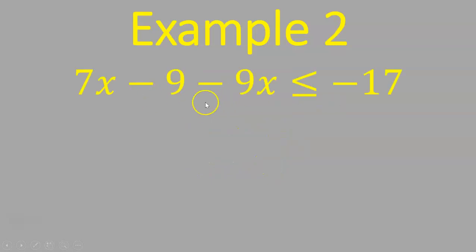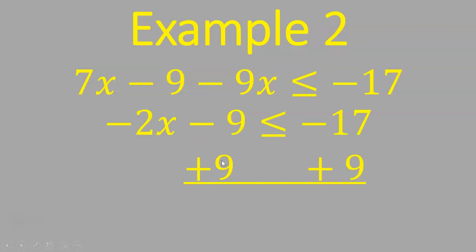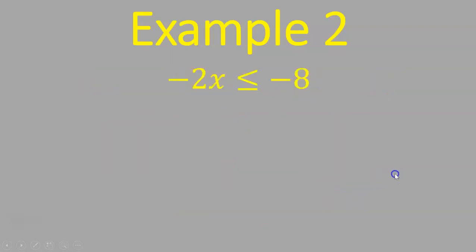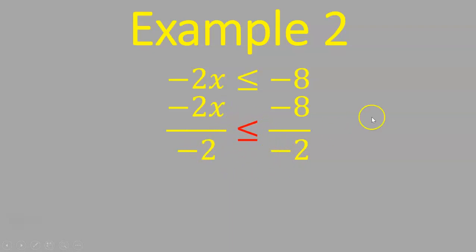Second example, though, we'll have a difference. Here we combine like terms, just like it was an equation. Add 9 to both sides, okay. But notice that we're going to have a situation here. I painted this in red because what we're going to do is divide by a negative. If you multiply or divide by a negative, this has to flip. Okay, so notice that it went from less than or equal to, to greater than or equal to.